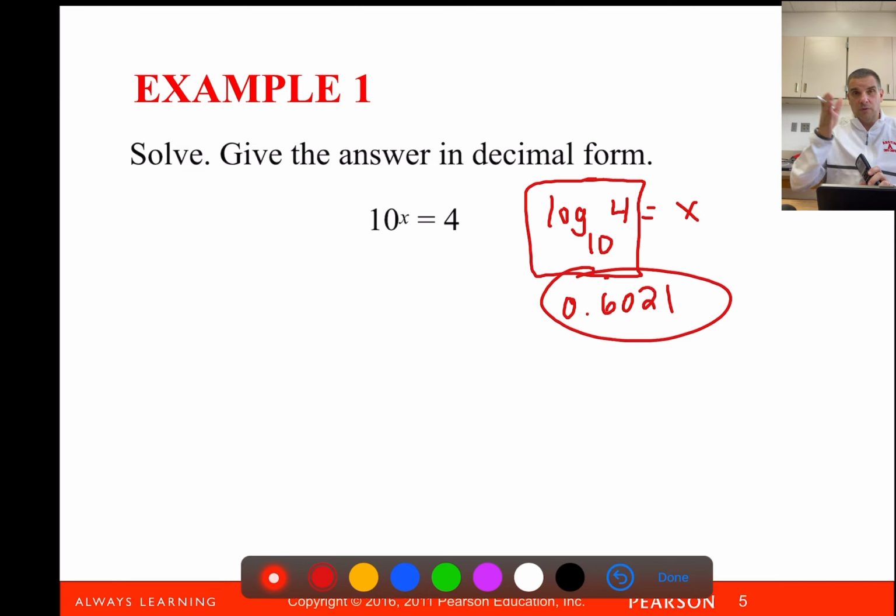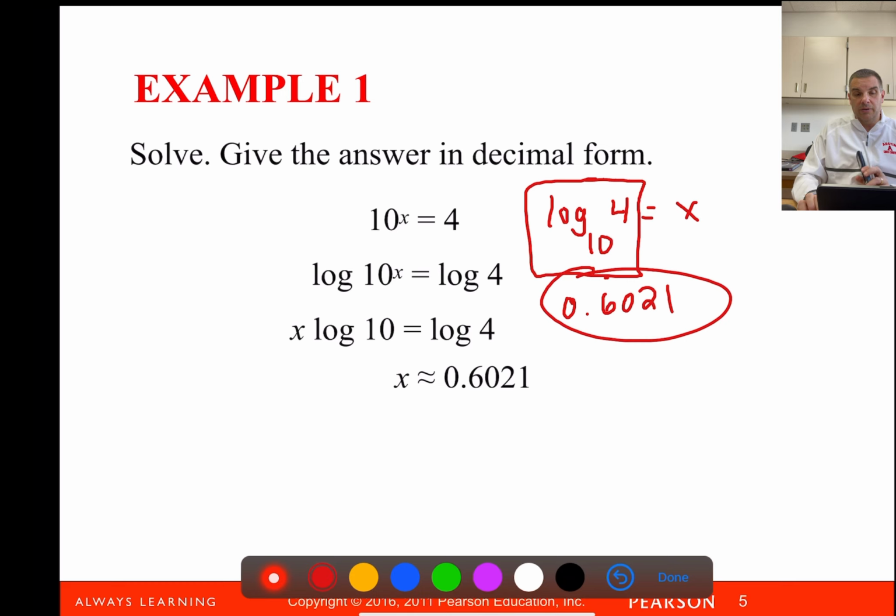If it's in exponential form, write it in logarithmic form. If it's in logarithmic form, write it in exponential form. They do it a little bit differently, and I don't like how they do it. Do it the way I did it. My way's easier.